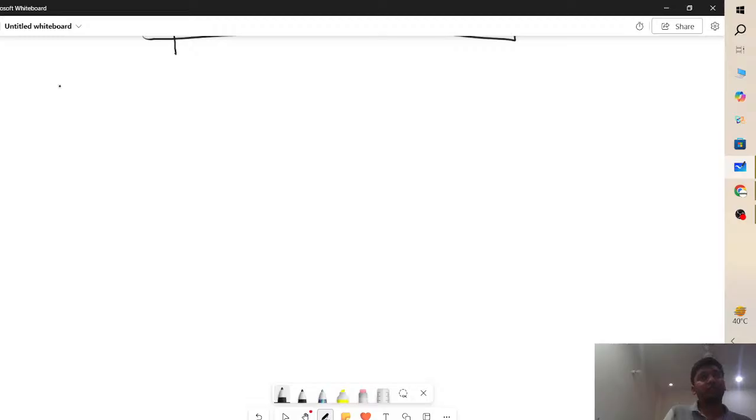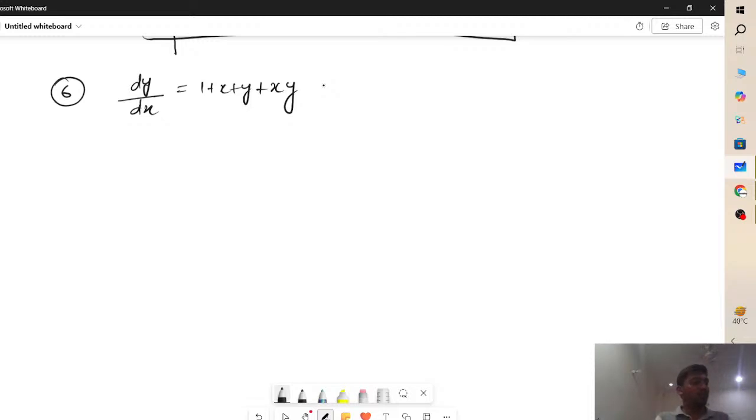Question number 6, which is dy by dx equals 1 plus x plus y plus xy. इस क्वेश्चन को देखेंगे हम. ठीक क्वेश्चन है ये. इसको सॉल्व करना. Solve this.